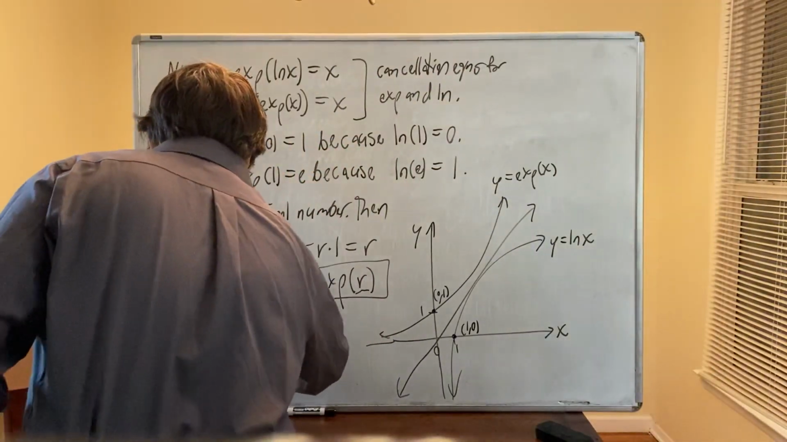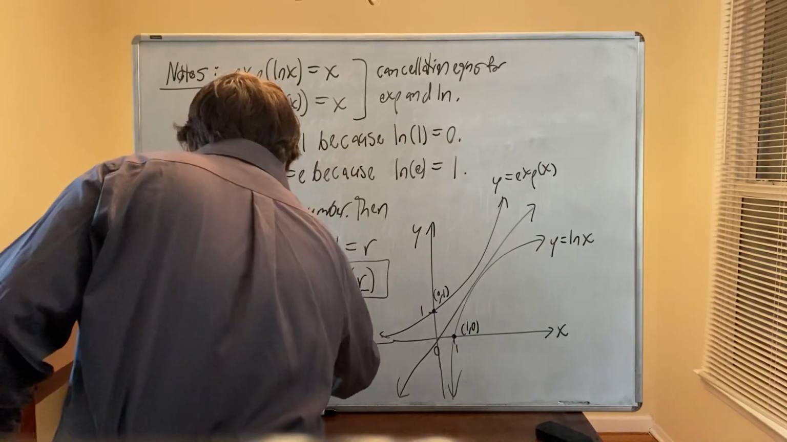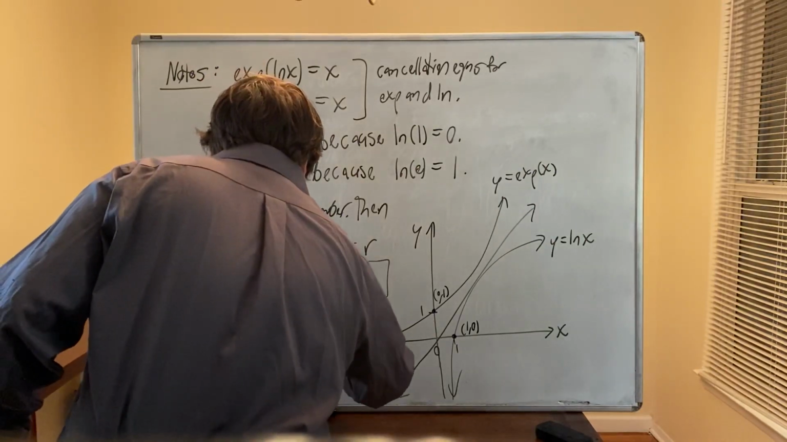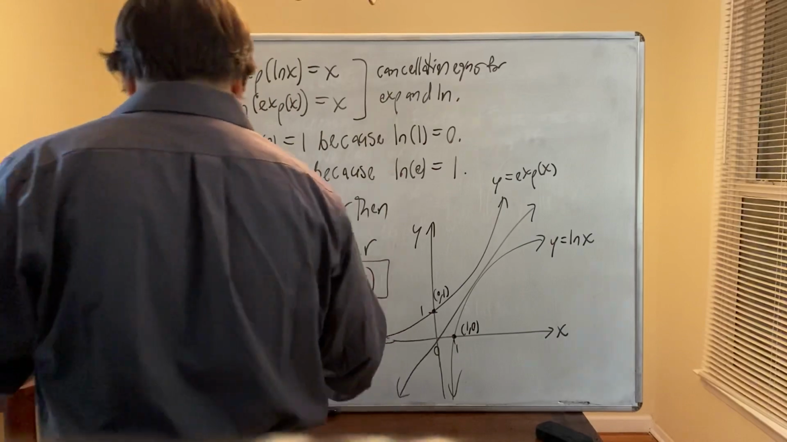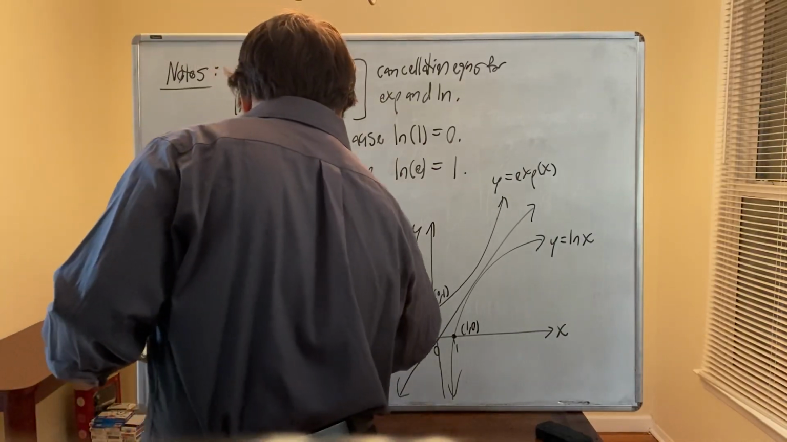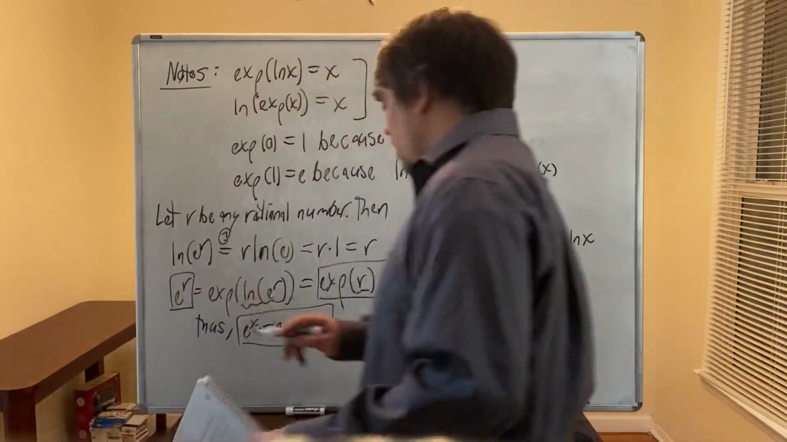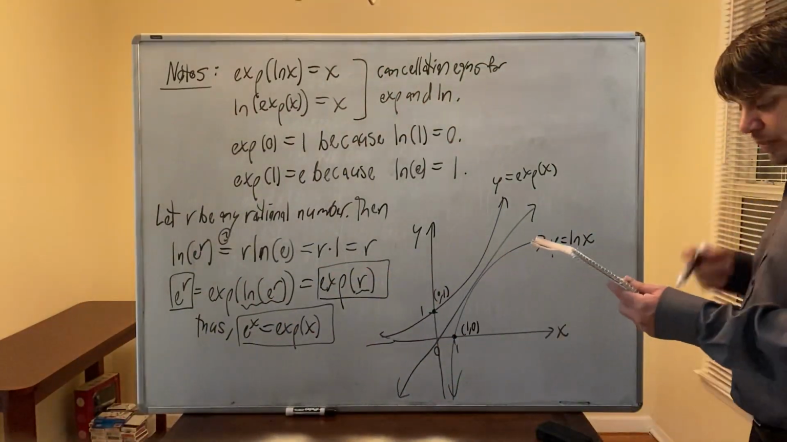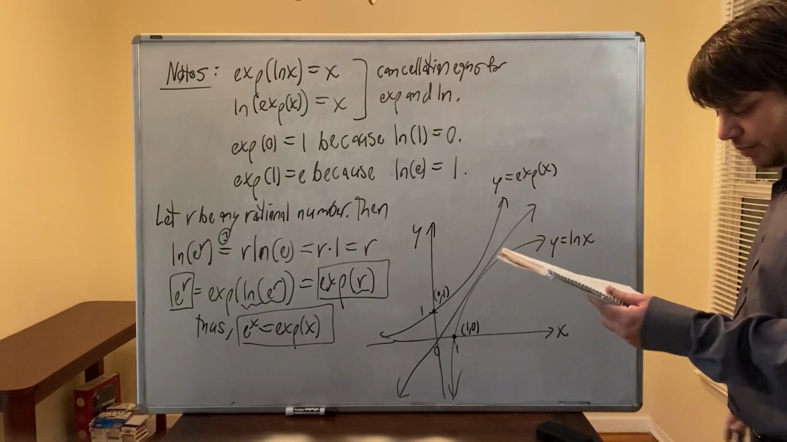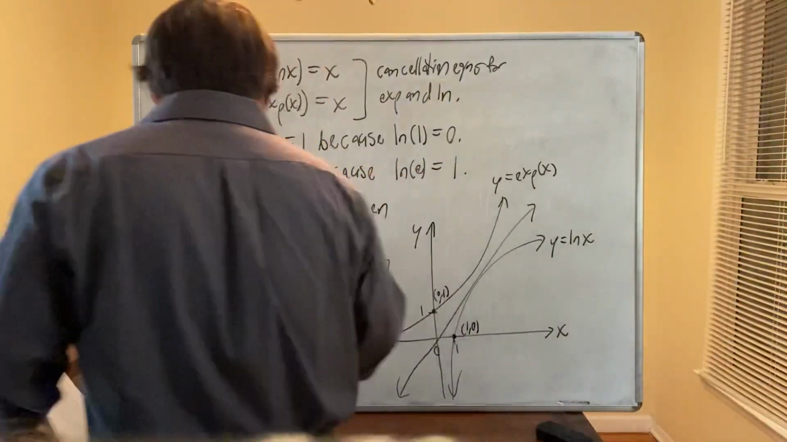Thus, e to the x is equal to exp of r. Is exp of x. So instead of r here, we just put x there. So thus exp, e to the x is equal to exp of x. Okay, so what does that imply?